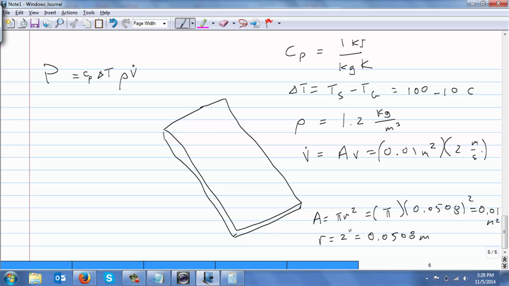Velocity is just meters per second, because now you can see what we're going to end up with. We've got area times velocity. Area is in meters squared. Velocity is in meters per second. We multiply those together, we get cubic meters per second, which is exactly what we want for the volumetric flow rate. So now let's just plug and chug from here to see what kind of power we're going to get out of this.